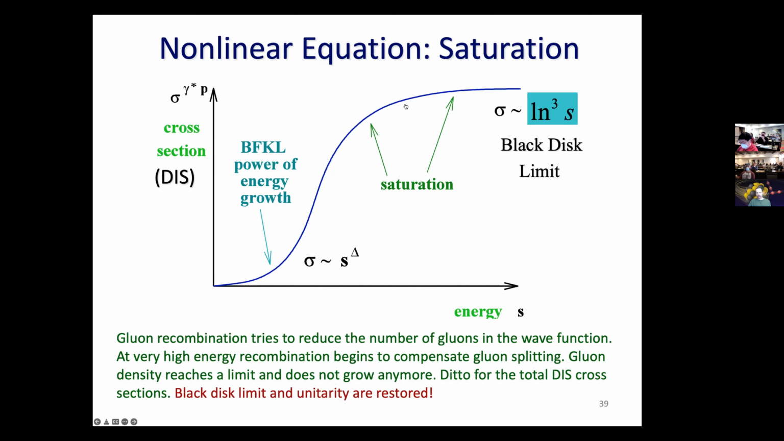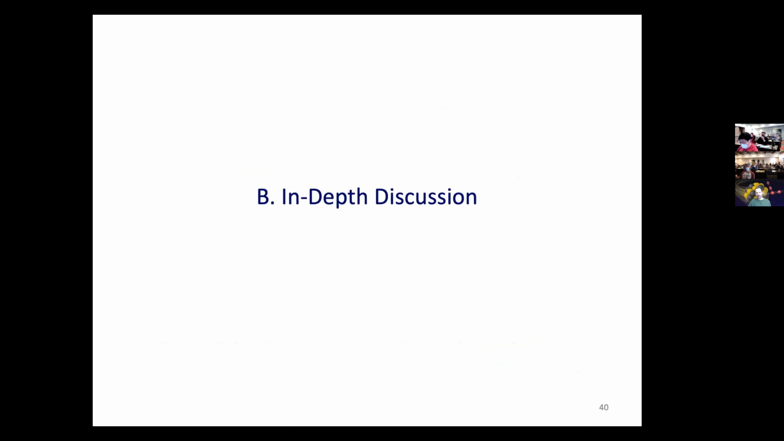So this is sort of a bird's eye view of the big picture. And now we can start a more in-depth discussion in terms of Feynman diagrams and connecting to what we discussed last time. But before we go there, are there any questions? Any questions?